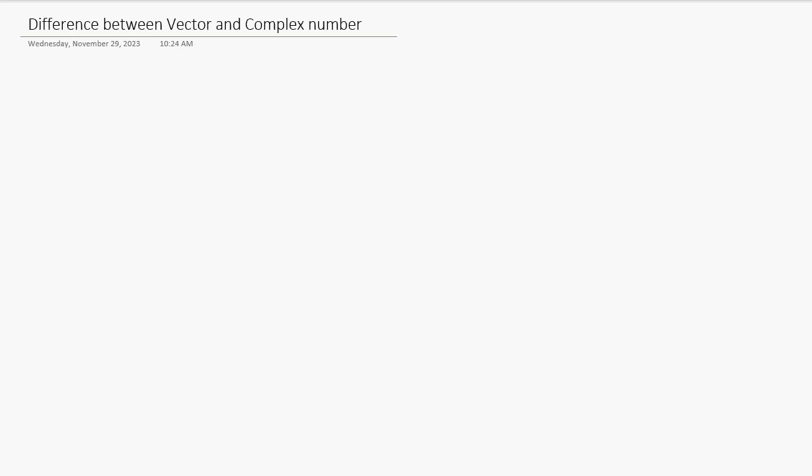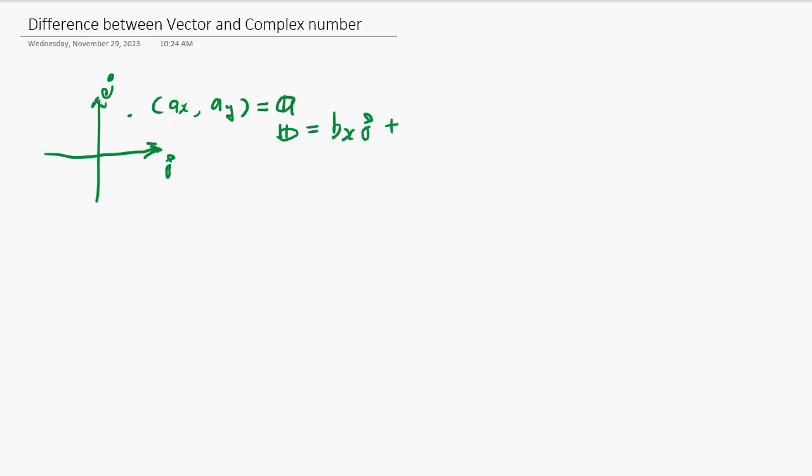The vector world, we take it as two-dimensional, with i and j. Any point is given by ax and ay for the vector a. Then b is going to be bx i, a different notation, plus by j. So this is the vector.